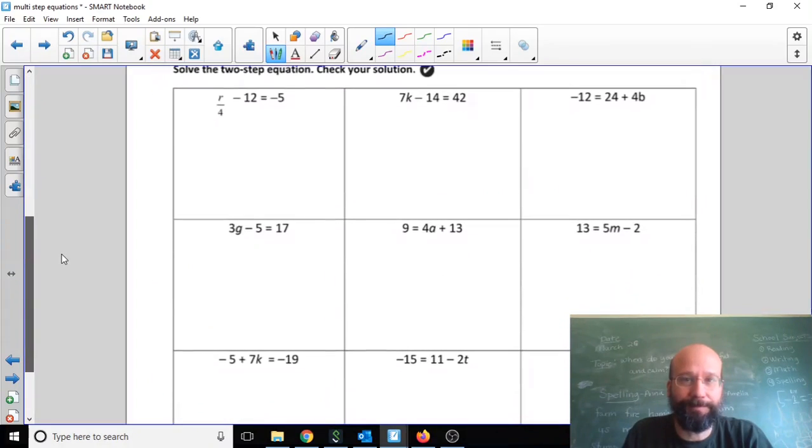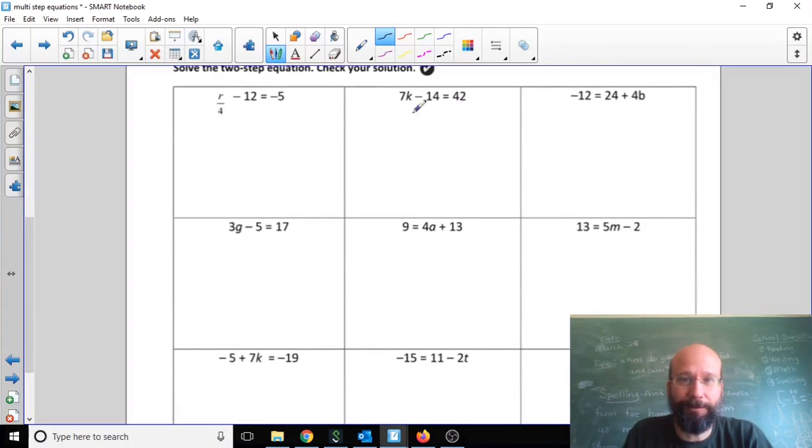We're going to start with these right over here. We're going to do this one. This is a two-step equation. You have a multiplication and a subtraction, right? 7k minus 14 equals 42. So you have a multiplication and a subtraction. And what you should do first is move the minus 14 over.